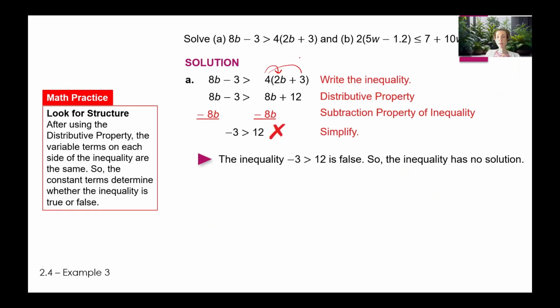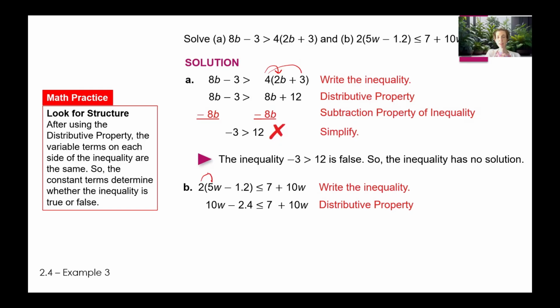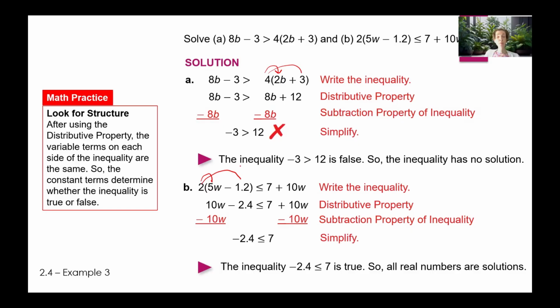Okay, let's try the next one. What should we do first? We can distribute, right? So 2 times 5w is 10w, and 2 times negative 1.2 is negative 2.4. And then we can subtract 10w from both sides. And this one we get negative 2.4 is less than or equal to 7. Is that true? That is true, right? So this answer would be all real numbers because this is always true. Okay, so you'll see a couple like that in your homework.